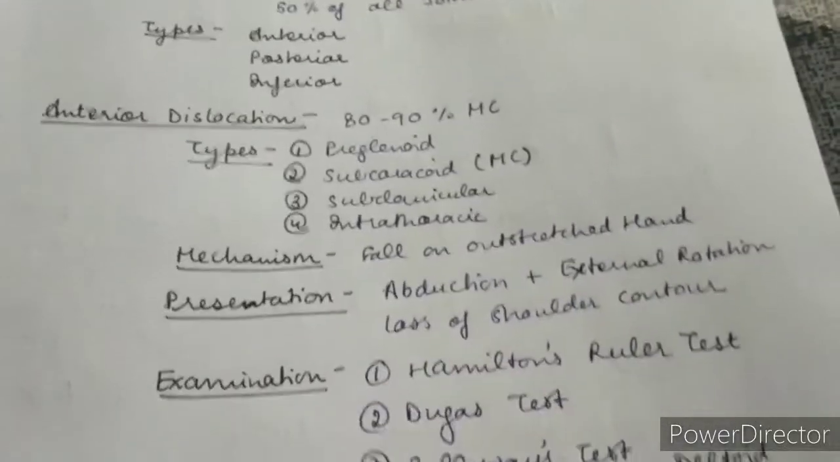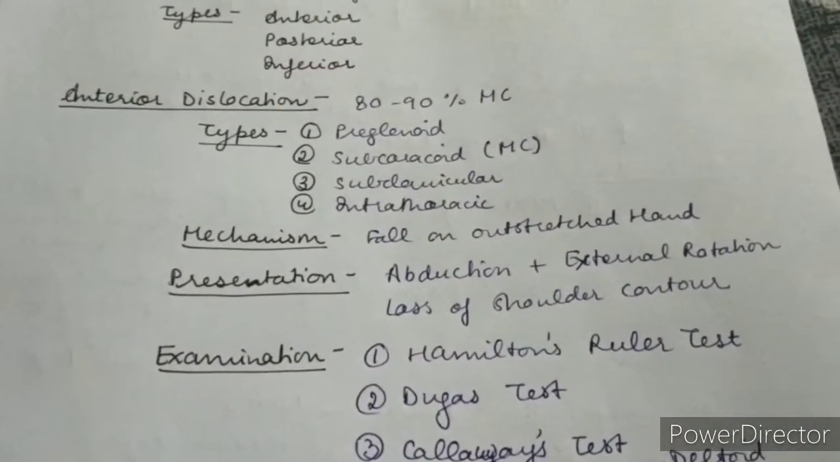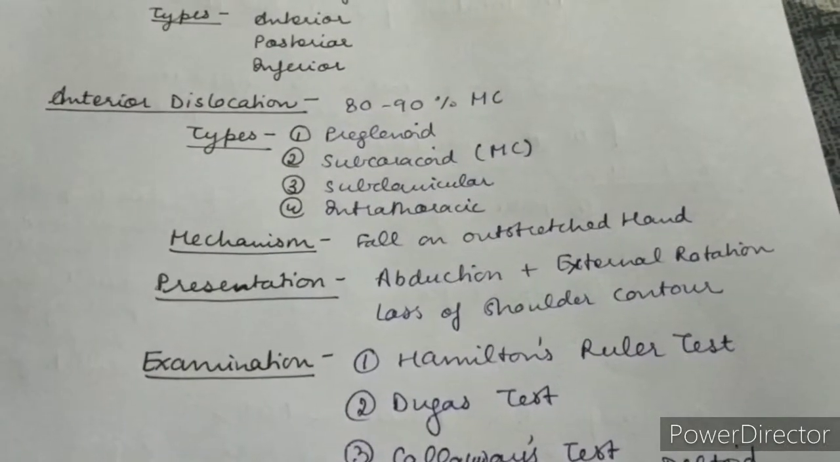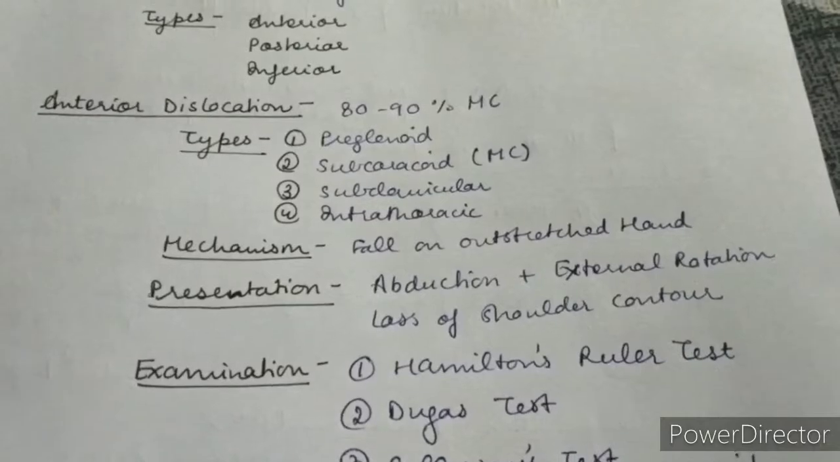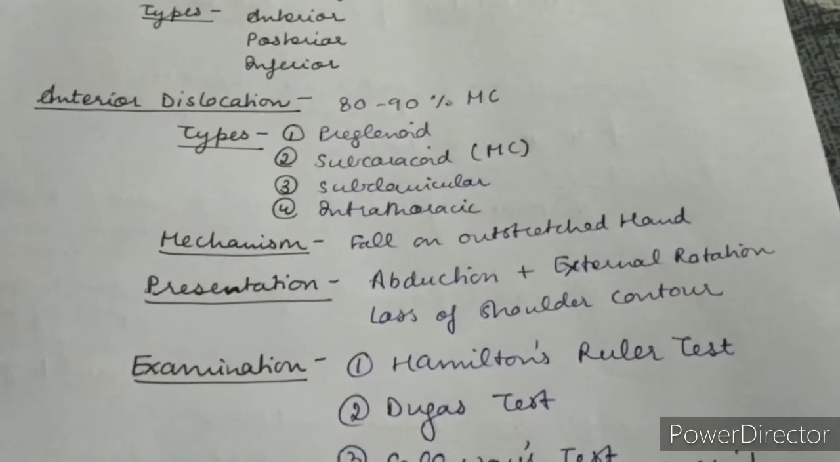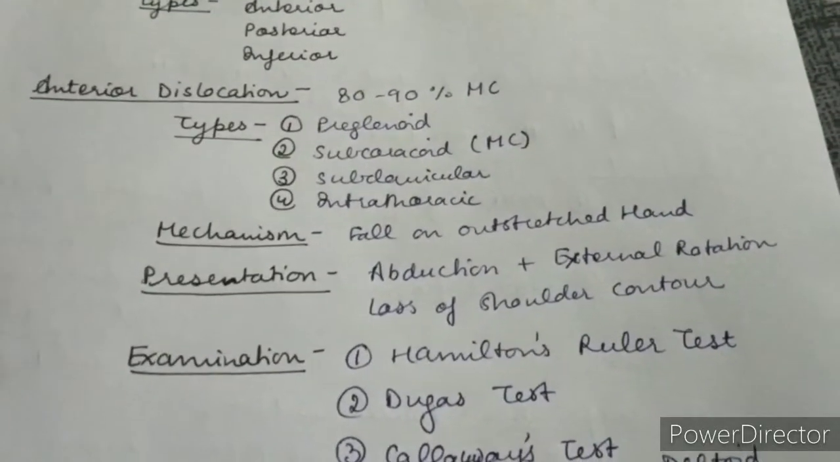Now we talk about the anterior dislocation. It is the most common type. 80 to 90% of the time the shoulder dislocation is anterior only. It has got four subtypes: the preglenoid, the subcoracoid, the subclavicular and the intrathoracic. Of these, subcoracoid is the most common.